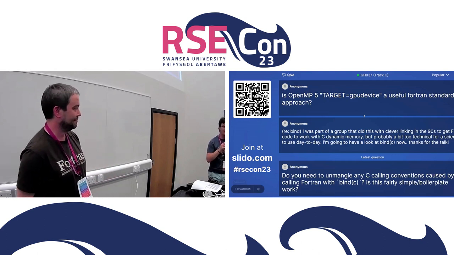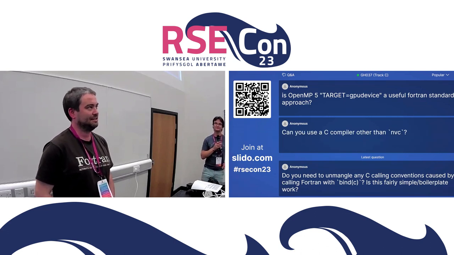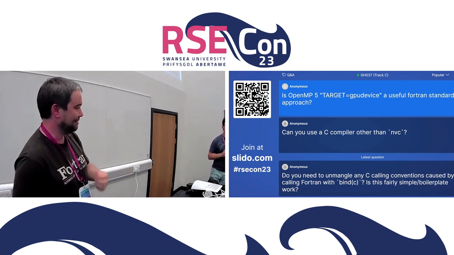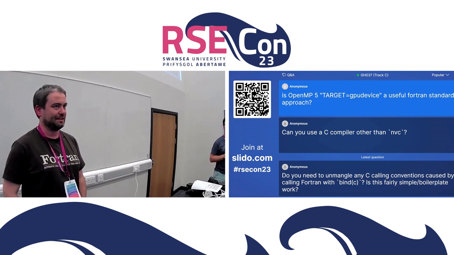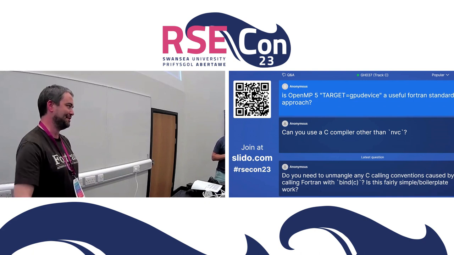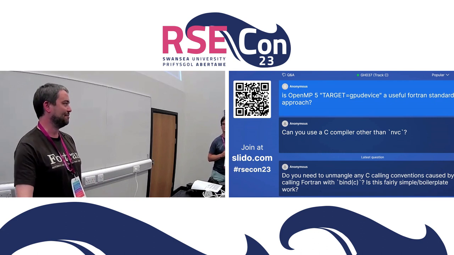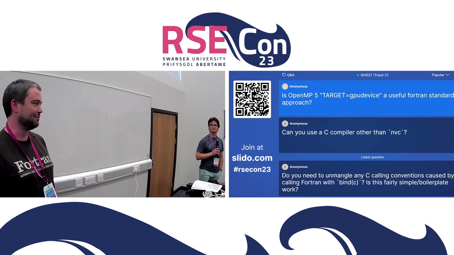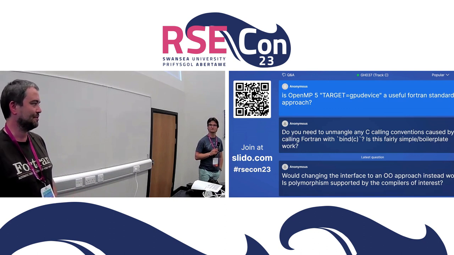Is the OpenMP 5 target equals GPU device a useful Fortran standard approach? So we were pushed away from looking at that. We were encouraged to use OpenACC, but I think again that's a feature of newer compilers. So you're always chasing whatever standard. I think the compilers we had at the time didn't have support for that. But with OpenACC, you're already using a directives based approach. So although it's not necessarily trivial, it shouldn't be too difficult to begin exploring between one and the other. It's just something we've not had time to do with OpenMP 5.